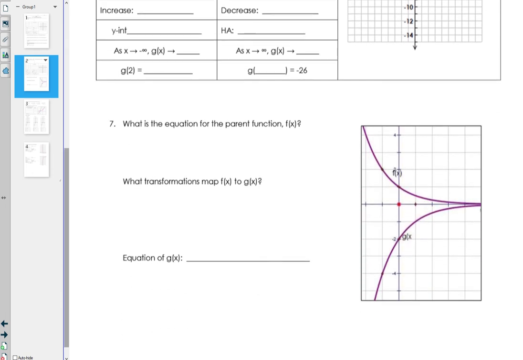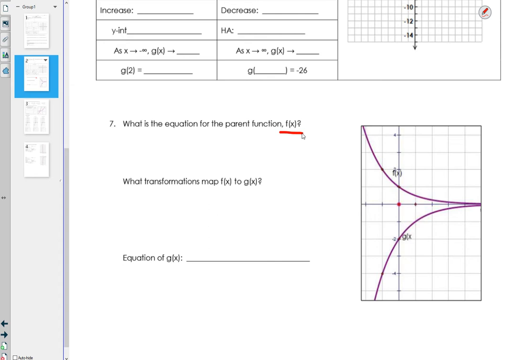So I know I gave some of you an opportunity last week to get a head start and finish this. So even if you are finished with this, just follow along and make sure that we did it right. What is the equation of the parent function f of x? Here on the diagram, there are two different functions, f of x and g of x.